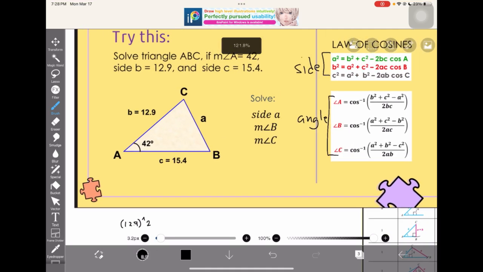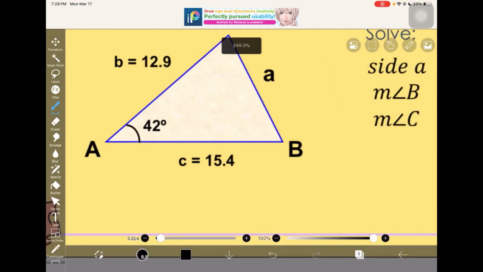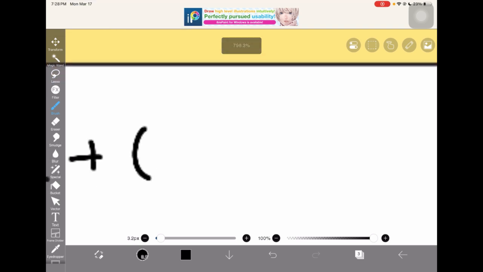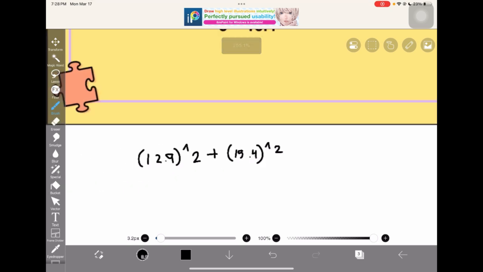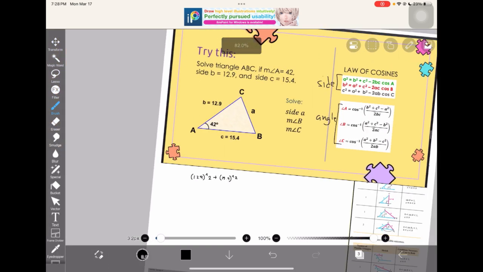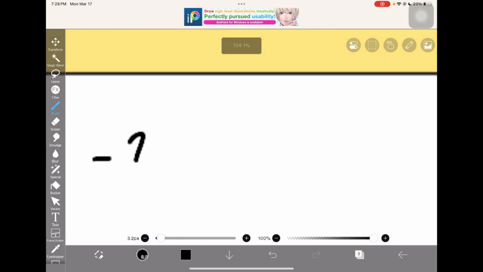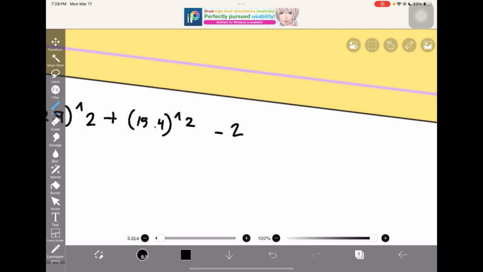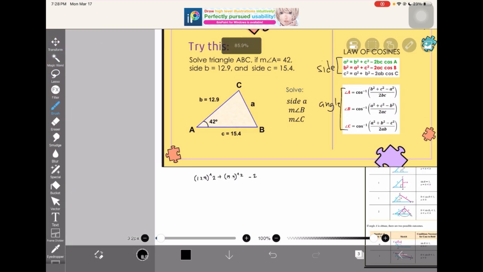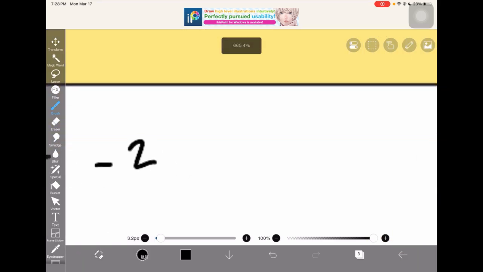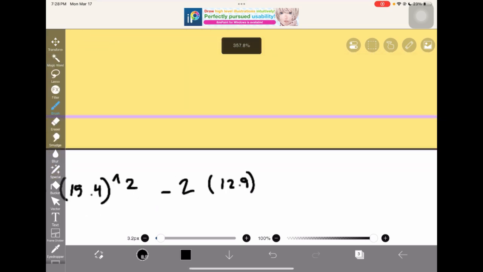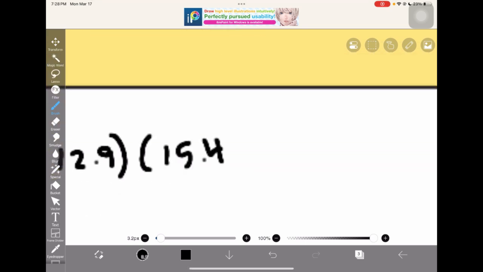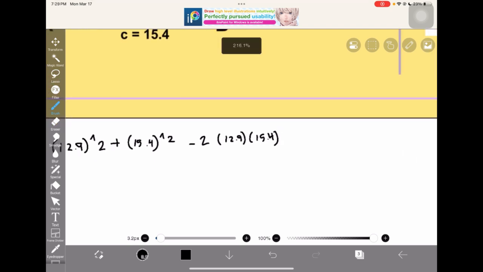Very good. Then we do plus C squared. So we need to find C, that's 15.4, plus 15.4 squared. So type that in your calculator. Plus 15.4 squared minus 2, so just put minus 2 there. And then in parentheses, BC. So we got BC 12.9 and 15.4. That's what you type in your calculator so far.